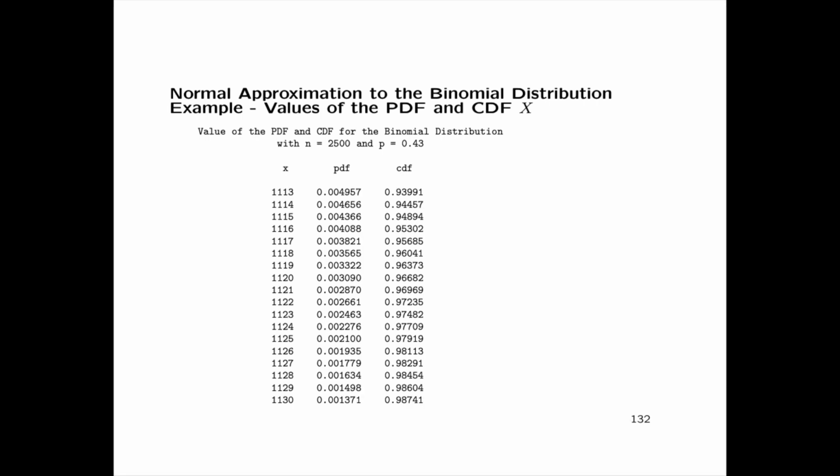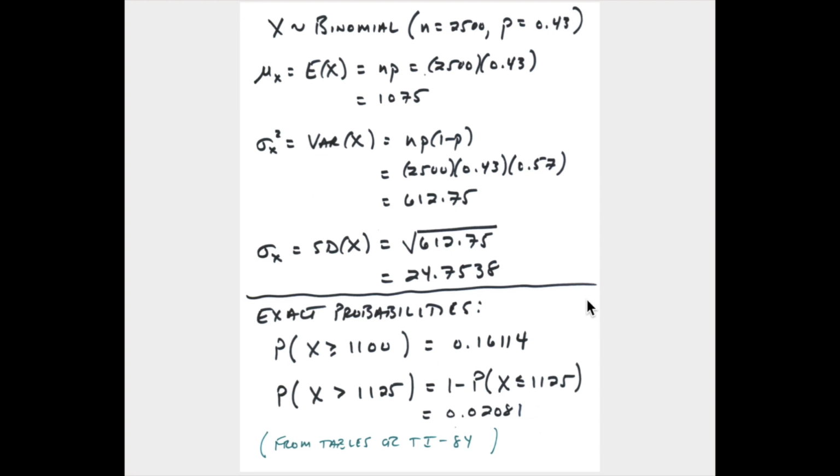Now, previously we found from both the table values that were listed on the previous slide and also the TI-84, the exact probabilities. The probability that x is greater than or equal to 1,100, to 5 decimal places, is 0.16114. And the probability that x is strictly greater than 1,125 is equal to 0.02081.